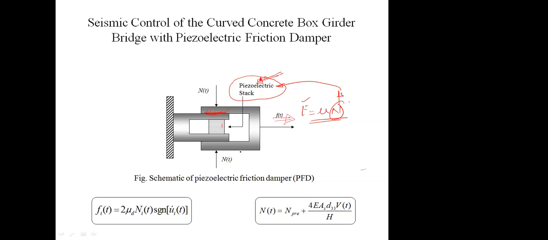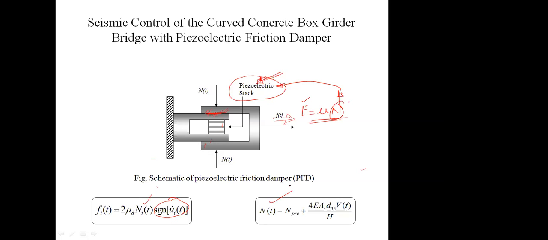The basic formula for the force acting on the structure is F equals 2 into mu into N into signum function of velocity. The signum function of velocity is nothing but +1 or -1, indicating in which direction we have to apply the force. The 2 mu N is simple: at two places we are conducting friction, so 2, mu is the coefficient of friction, and N is the normal force which we are generating.